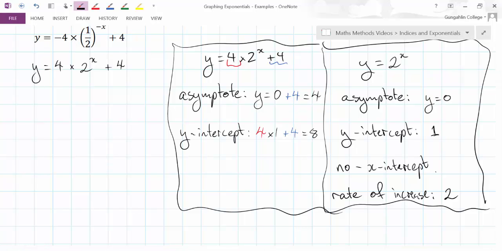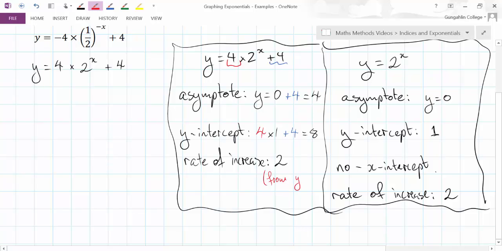Now, my x-intercept. This one is a bit nastier to work out. Depending on the question, we may or may not have to work it out. I'm actually just going to leave it. I'll work out the rate of increase. It's still 2. That means it's still going to double in height every unit it goes along, but it doubles in height from the asymptote, from y equals 4. That is something to be aware of, and I'll show you what that means when we get to sketching it.